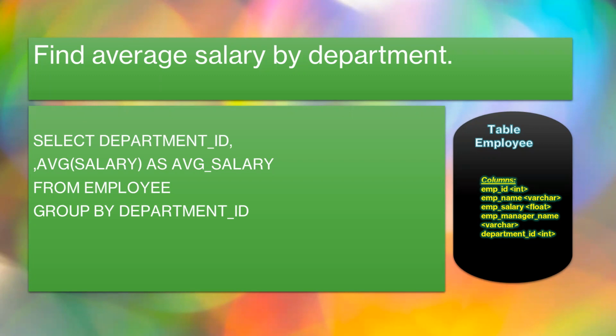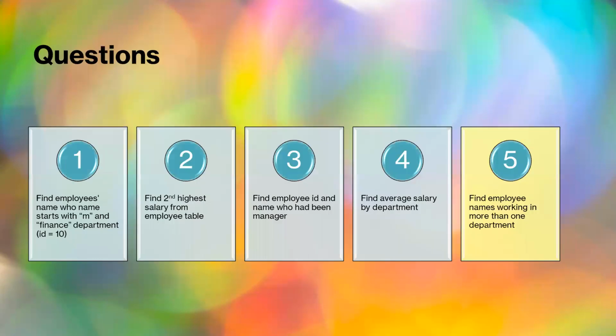Let's go on to see our last question in the video, and that says find the employee names working in more than one department. As I said in my previous question number 4, it's possible that an employee can be linked with more than one department, maybe at the same time or at any time in their working history. It happens. It's a very usual thing.